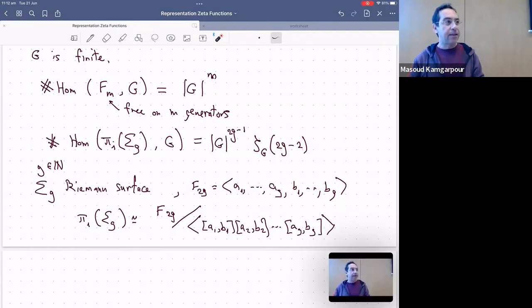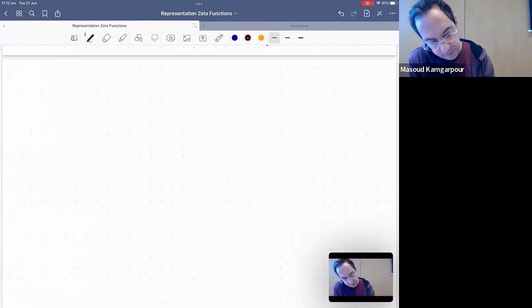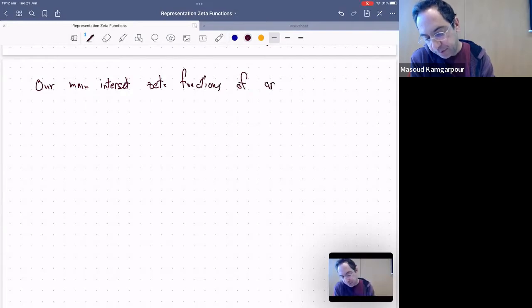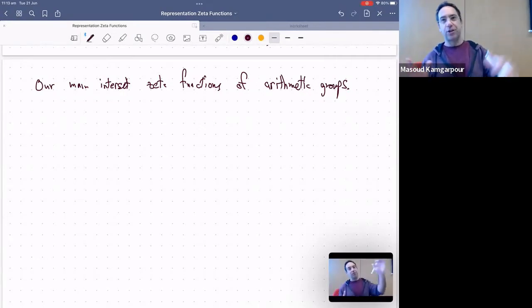All right, but my main interest is going to be zeta functions associated to arithmetic groups, zeta functions of arithmetic groups. Now, this is also a big zoo. So what is an arithmetic group? I'm not going to define it. The precise definition of an arithmetic group is very much involved. Again, people spend their whole career studying arithmetic groups. They show up in many areas of mathematics, in dynamics, in relation to number theory, and there's a lot about arithmetic groups.